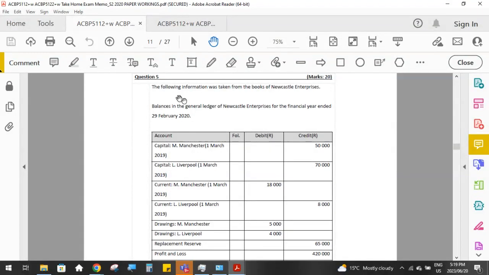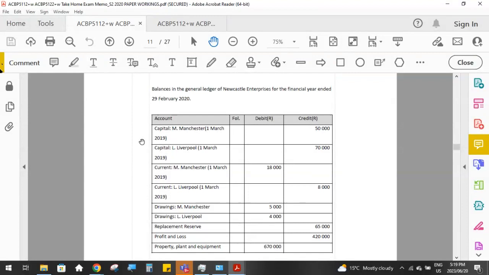The following information was taken from the books of Newcastle Enterprises. The balances for the financial year ended 29th of Feb 2020. So here we've got balances, and take note as well that these balances of the two partners' capital accounts and the two current accounts are the balances as at the beginning of the year. So the first day of this current year, these balances are the 1st of March 2019.